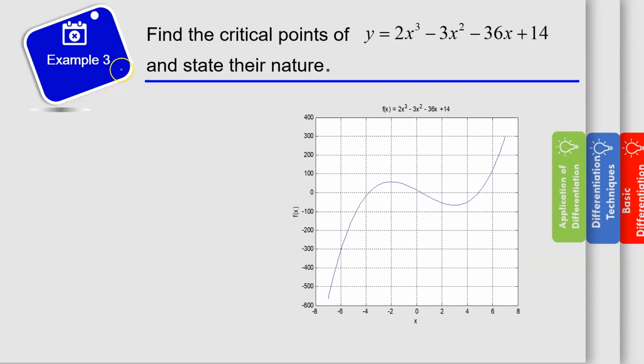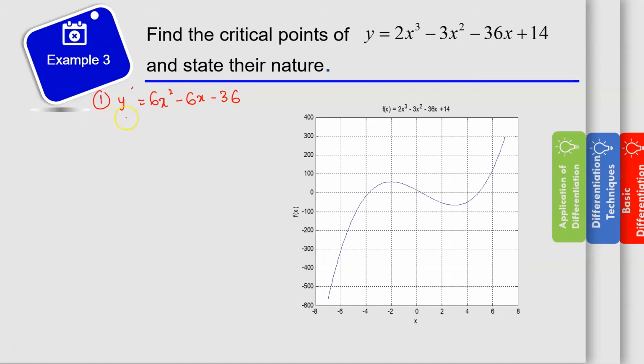Now class, we go to example 3. We need to find the critical points of y equals 2x cubed minus 3x squared minus 36x plus 14, and then we have to state their nature. Remember, our first step here, we need to find y prime. In this case, it is easy to differentiate this function. So we have here 6x squared minus 6x minus 36.